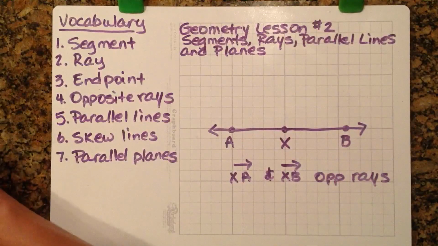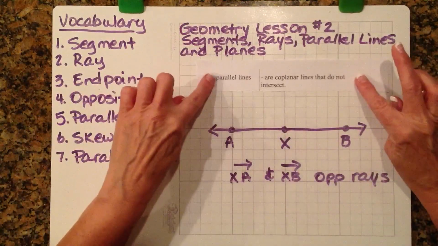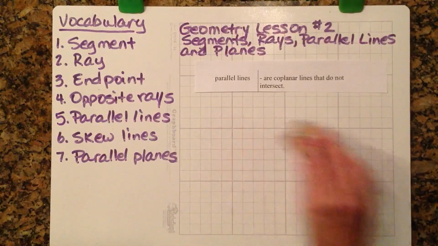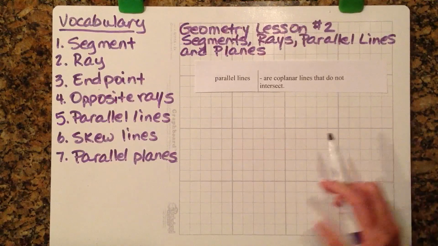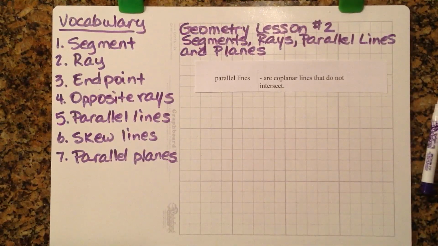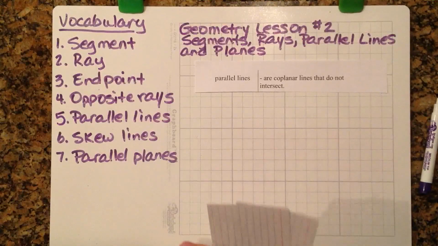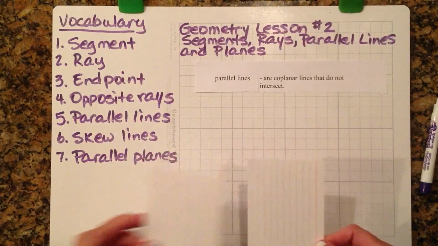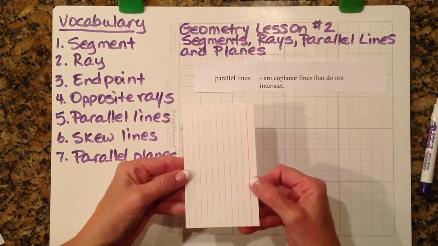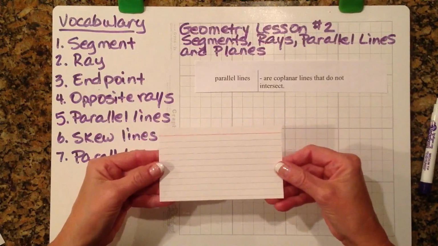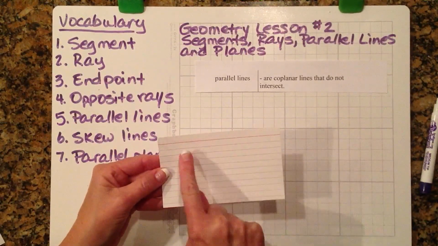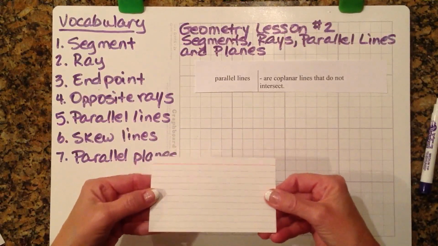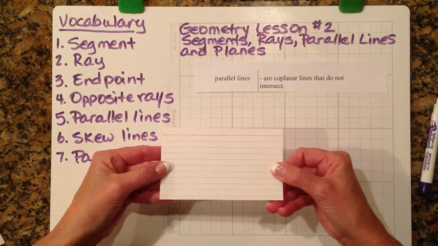Next one is parallel lines. Parallel lines are coplanar lines that do not intersect. The best way for me to describe that would be looking at 2 pieces of paper. These are note cards, and these are my parallel lines right here. Notebook paper is a good example of parallel lines. All these lines right here, they're coplanar, they're all in the same plane, and they do not intersect at all.